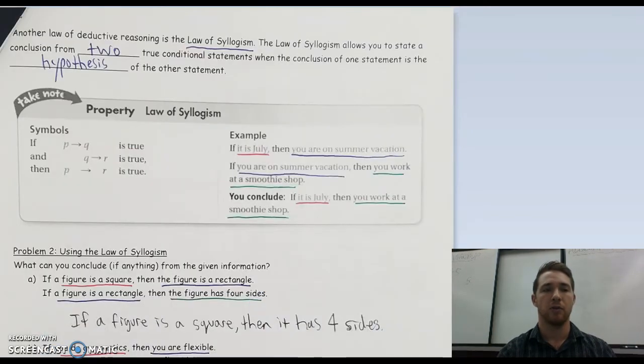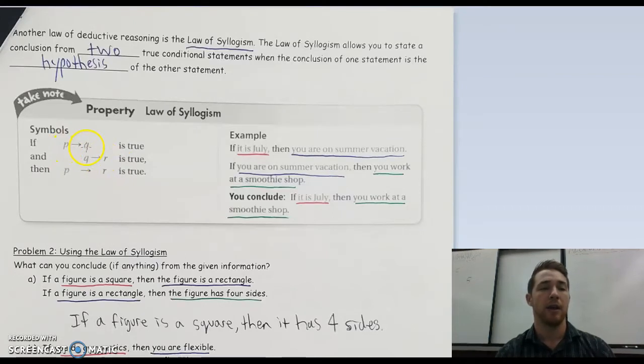So looking at this with a new rule, we have the law of syllogism. The law of syllogism allows you to state a conclusion from two statements, and they both have to be true, so two true conditionals, when the conclusion of one statement is the hypothesis of the other. And the way I like to think about this one is kind of like a bridge. So if I have one statement that's true from P to Q, and then I have another statement from Q to R, I can use that statement Q as sort of a bridge that links those very first part and very last part together.